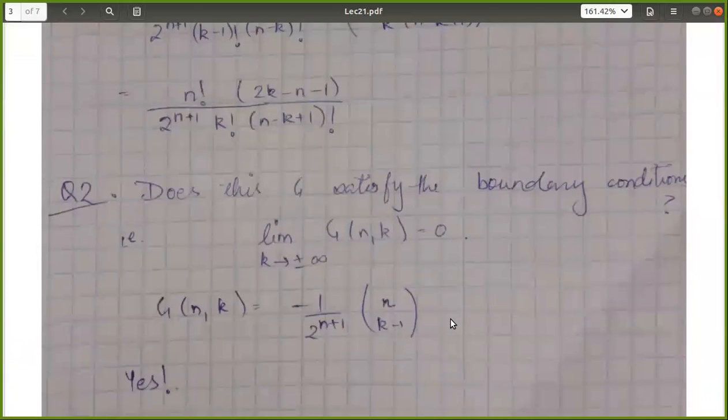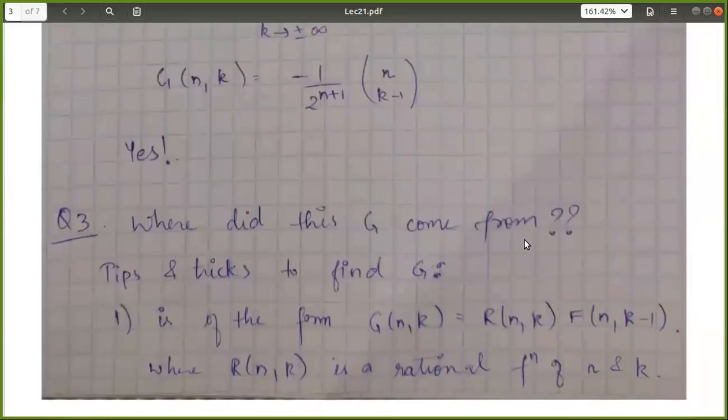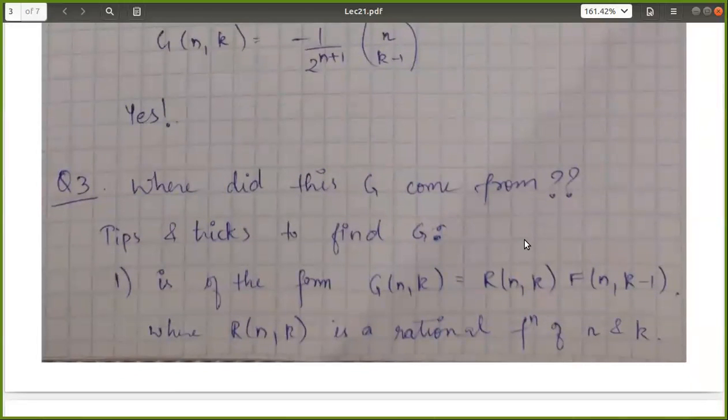Coming further, you did all this when I gave you a G. But what happens if I don't have a G, or you don't know how to find this G? Then we are stuck. So now we see how to really come up with this G, or what the tricks are which help us find such a G which works for us. First of all, it has to be of the form R of n,k times F of n,k minus 1.